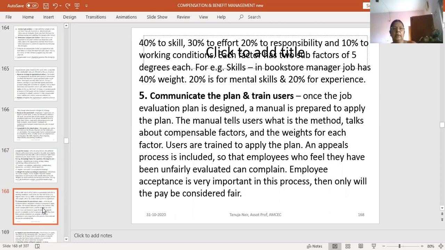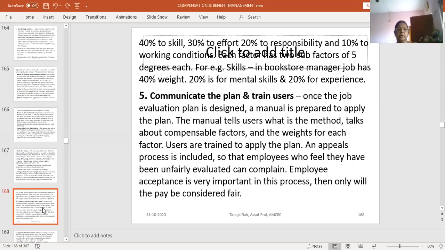Each factor will again have two sub factors. For example, in the bookstore manager's job, skill is 40% weight. Again, you will subdivide it into two sub factors. 20% is for mental skills and 20% for experience. So the bookstore manager should have mental skills as well as experience of managing a bookstore.